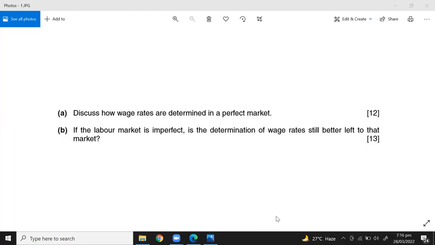So first thing that I want to tell you is that in labor market, there could be two possible scenarios. Either there could be a perfect labor market or there could be an imperfect labor market. Now let's first understand what's the difference between perfect and imperfect labor market, right? When we say perfect labor market, what we mean is that we have a lot of firms that are willing to hire labor and there are a lot of people who are willing to work, right?